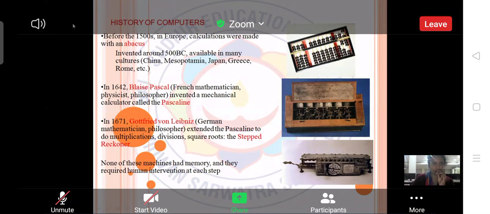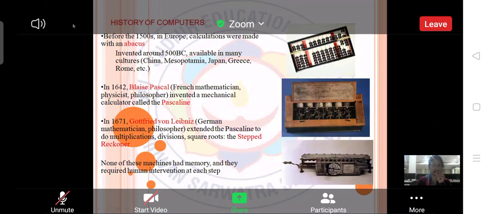So we are going into the topic. Here is the history of the computers. As I have said, they used to use this abacus in 1500. Sorry, not 1950, it is in the 1500s. This is mainly based in China and Japan.